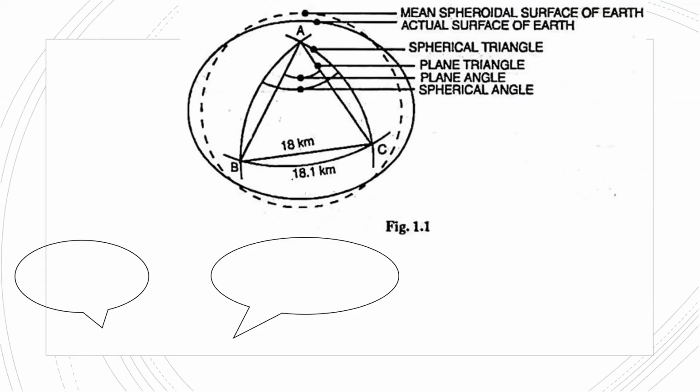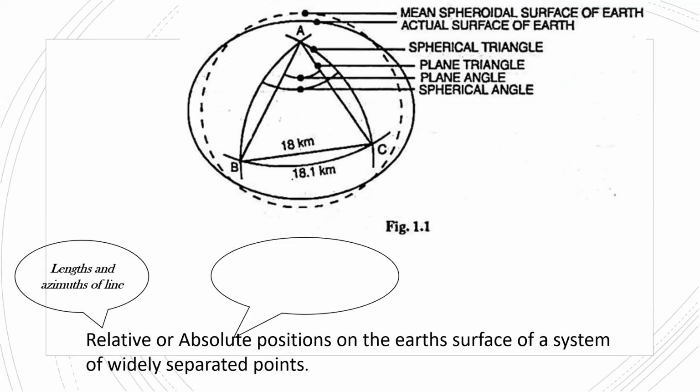Now, we discussed the definition of triangulation survey in the last class. To brief you, or to revise, we have 3 points A, B, and C. Let me take the example of A as Bangalore, C as Mysore, and B as Mangalore. If I'm supposed to find out the distance, the definition states it is all about finding out the relative or absolute position on the Earth's surface of a system of widely separated points. It is clear from the sketch that A, C, and B are widely separated.